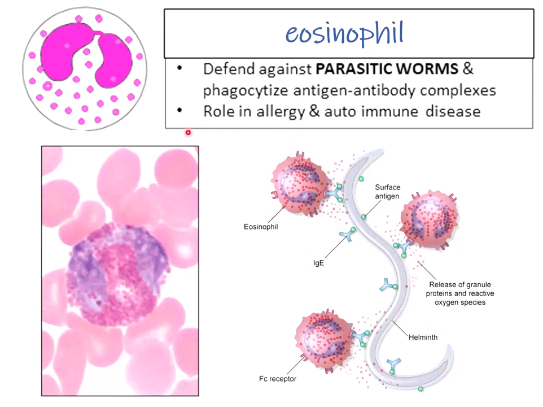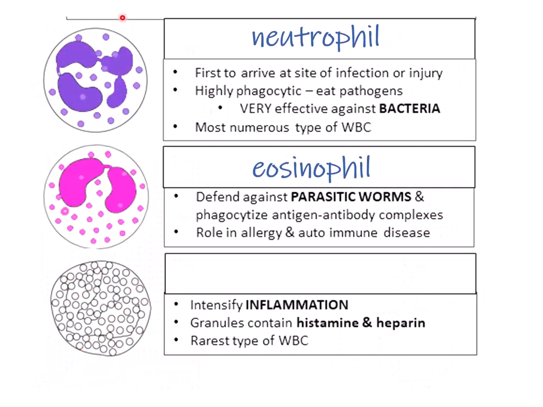They also have a very complex role in allergies and autoimmune disease. They can also get involved and do damage to our own tissues. So eosinophils. Neutrophils, purple nuclei, purple granules. Eosinophils have the pink granules.